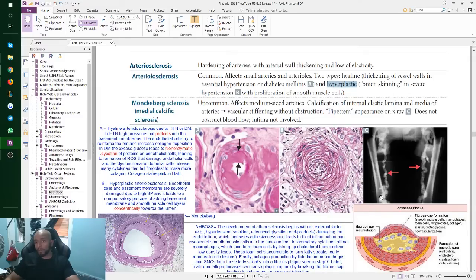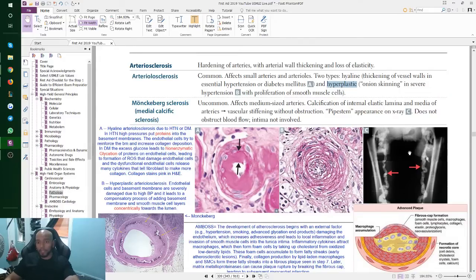They're not supposed to look like this. And these are pretty big arteries, right? They say medium-sized, but they're pretty big-looking arteries. It does not obstruct blood flow, and the intima is not involved, which is why it doesn't obstruct blood flow. Whereas arteriosclerosis, as the intima is involved, you clearly see blood flow will be obstructed. Right? So here is concentric, as I wrote right here, concentrically towards the lumen.